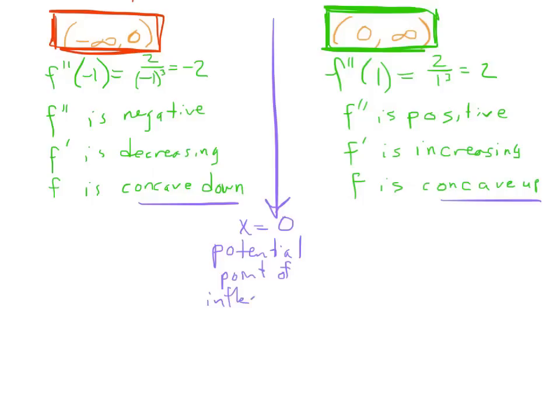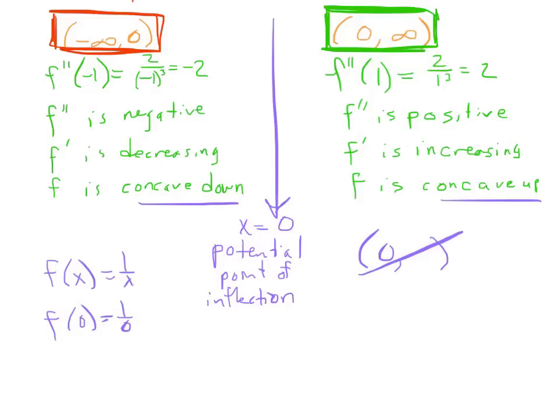Now, why do I say potential? It's only a point of inflection if I can plug that 0 in and get a y-coordinate. So we look back at my original function. My original function was 1 over x. When I try to plug in 0, I get 1 over 0, which means this wasn't a point of inflection. In fact, because there was division by 0, we have an asymptote. So there are no points of inflection at all, but we do have a region that's concave down and another one that's concave up.